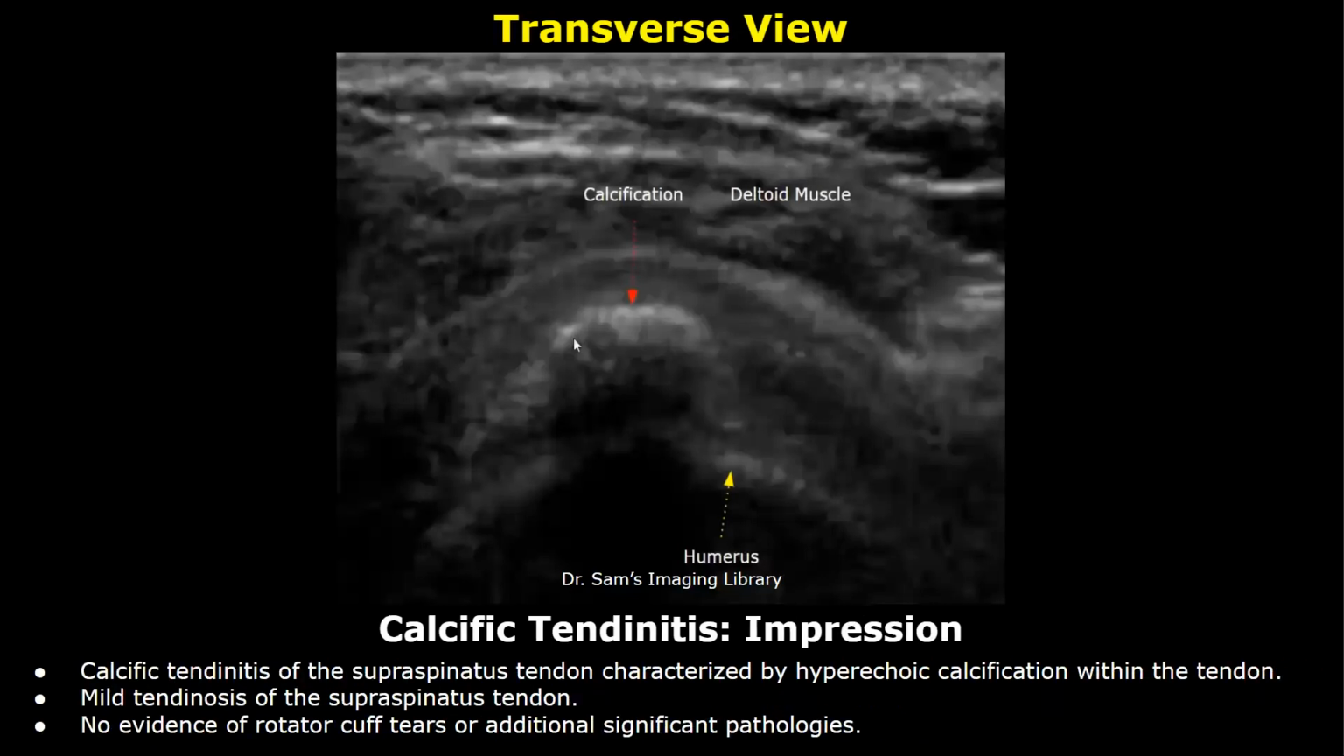This is the impression, calcific tendinitis of the supraspinatus tendon characterized by hyperechoic calcification within the tendon, mild tendinosis of the supraspinatus tendon.